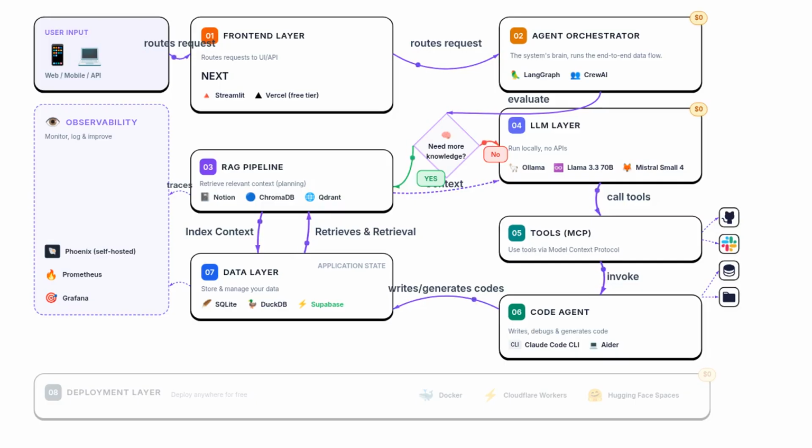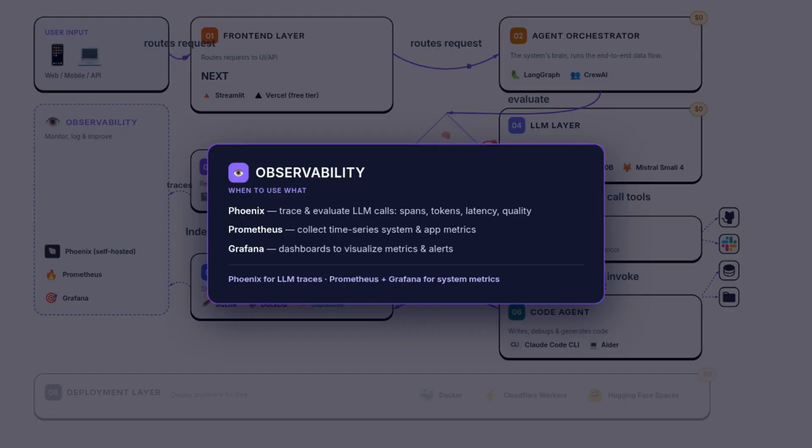Wrapping it all is observability, so you can monitor, log, and improve. Phoenix traces and evaluates your LLM calls, spans, tokens, and latency. Prometheus collects system metrics, and Grafana turns them into dashboards.